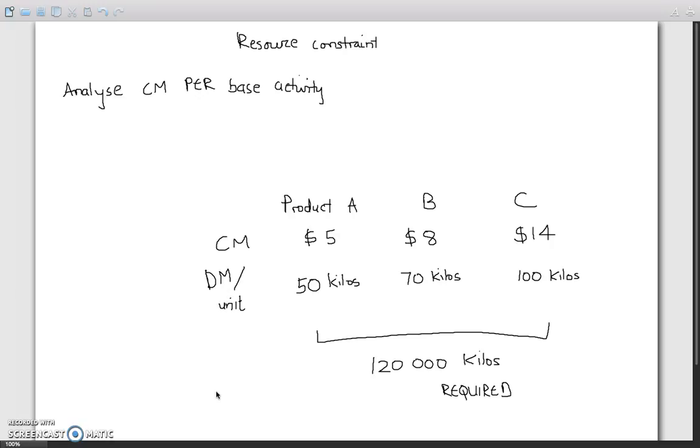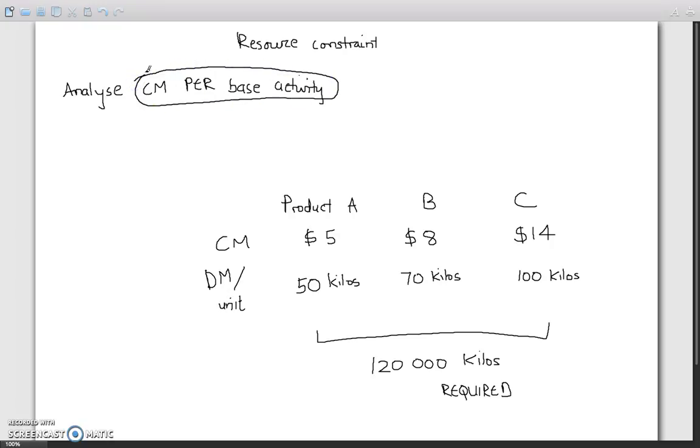So in front of me, I have a resource constraint decision. Now, when it comes to this, it's usually when you're facing a constraint in a certain aspect of an ingredient that goes into the product, and you really don't have enough of it. So you have to decide where to allocate that constrained resource and how to allocate it. All right. So how you do that is based on contribution margin per base activity.